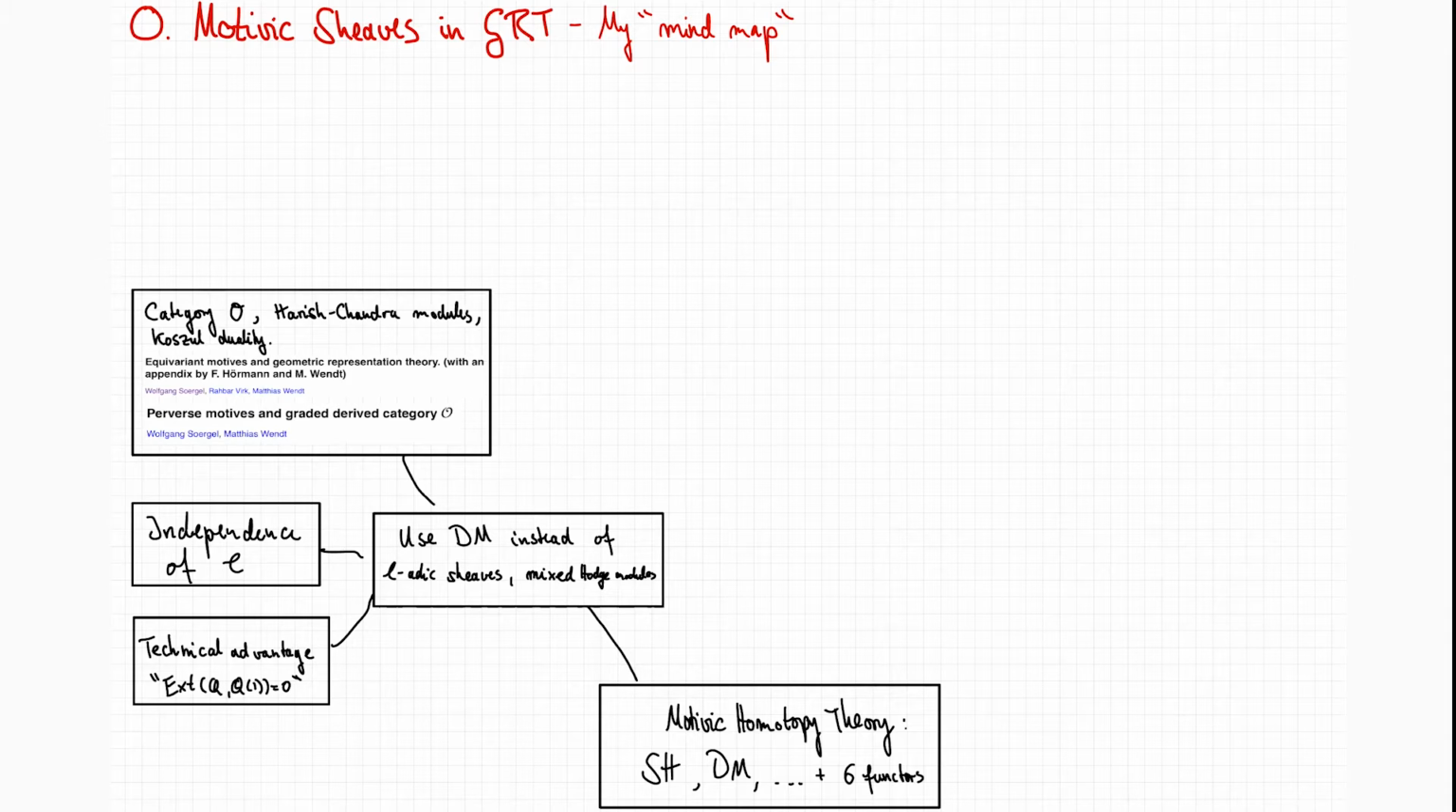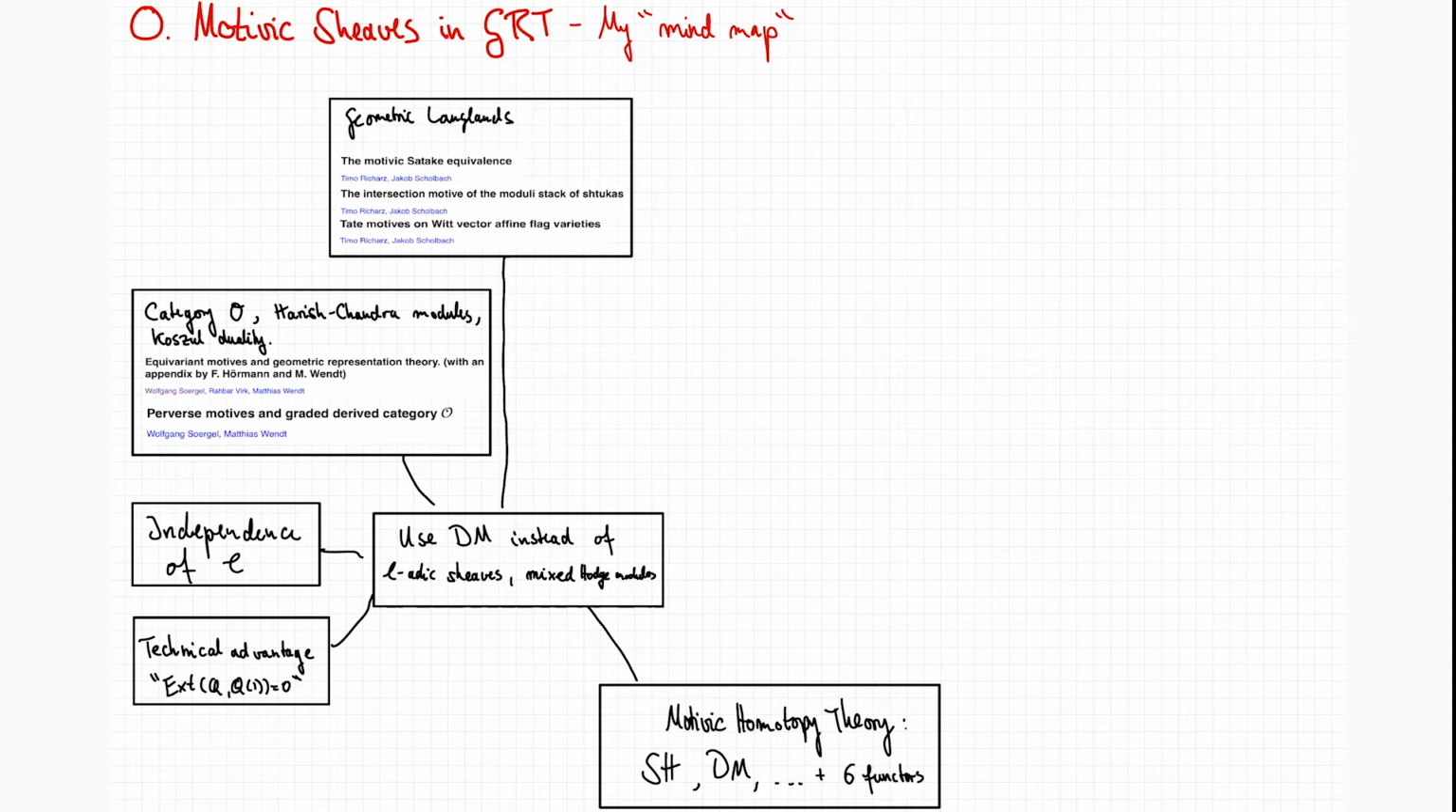So this idea has kind of been pioneered by Soergel and Wendt, who kind of revisited the whole story of perverse sheaves on flag varieties using this theory of motifs, and showed that the motifs give a technically cleaner language and a very nice picture that you have a Koszul duality between motifs on flag varieties.